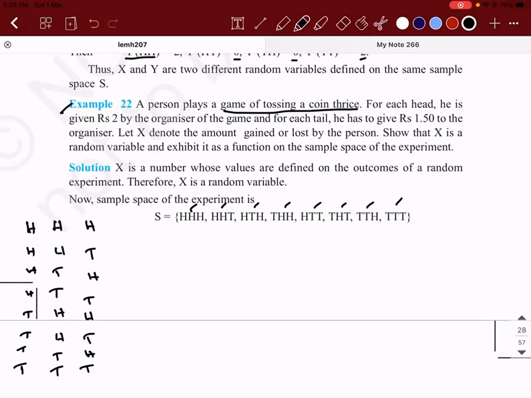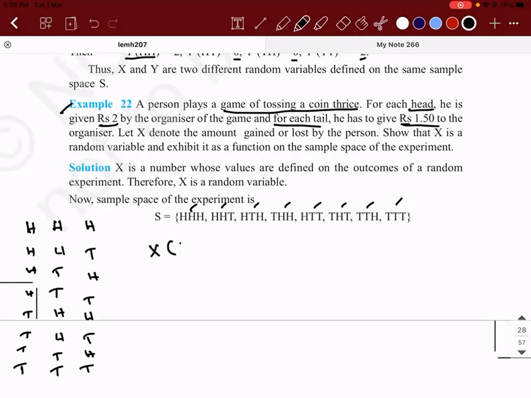For each head that he gets, he is given ₹2 by the organizer of the game, and for each tail, he has to give ₹1.50 to the organizer. Let X denote the amount gained or lost by that person. Show that X is a random variable and exhibit it as a function on the sample space of the experiment.